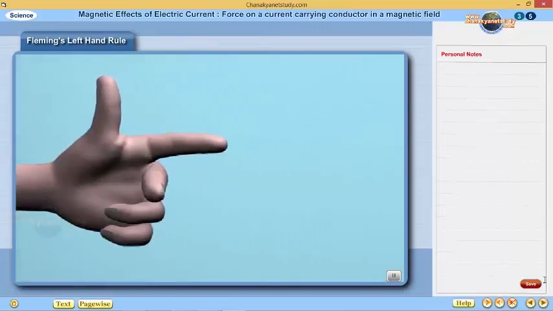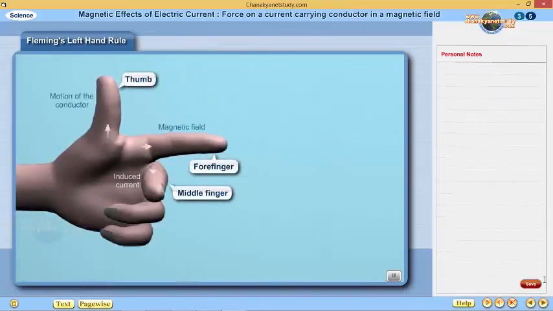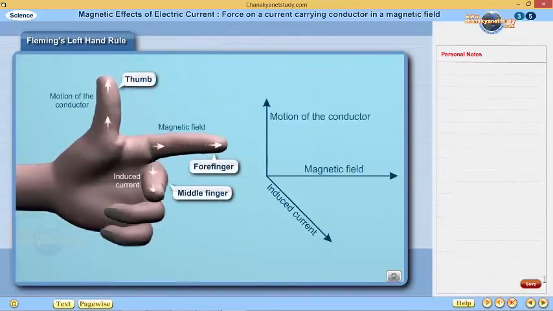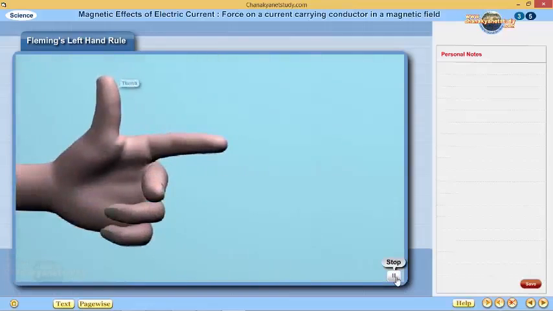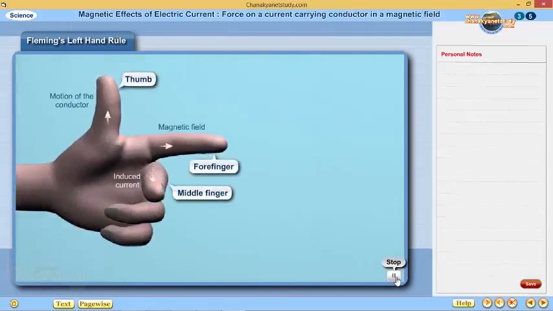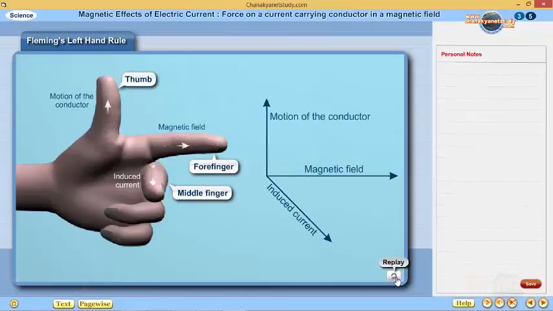Fleming's left-hand rule. Stretch the forefinger, the central finger and the thumb of your left hand mutually perpendicular to each other. If the forefinger shows the direction of the field and the central finger shows the direction of the current, then the thumb will point towards the direction of the motion of the conductor.